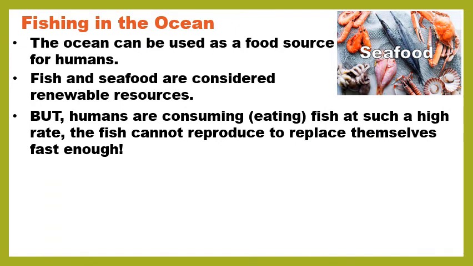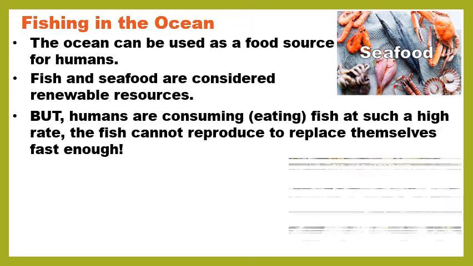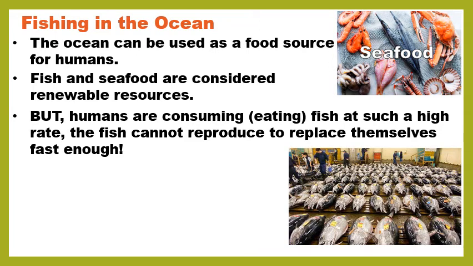But there's a problem, and the problem is humans are eating fish at such a high rate, the fish cannot reproduce to replace themselves fast enough. So even though fish are a renewable resource, if we eat them faster than they can reproduce, then they're going to run out. So for an example, you can see the picture below is a tuna market in Japan.